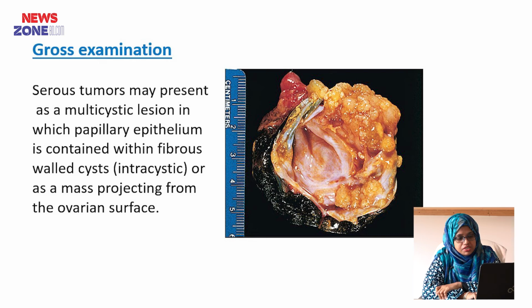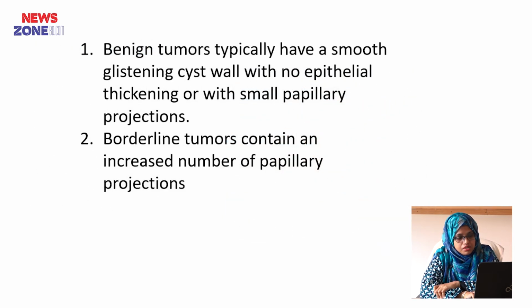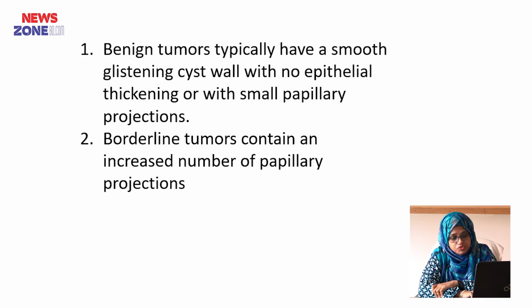Then come to the gross examination. In case of serous tumor, it may be present as a multicystic lesion in which the papillary epithelium is contained within fibrous wall cyst, that is intracystic, or as a mass that is projecting from the ovarian surface. Benign tumor typically have a smooth glistening cyst wall with no epithelial thickening or with small papillary projections. In case of borderline tumor, it contains an increased number of papillary projections.